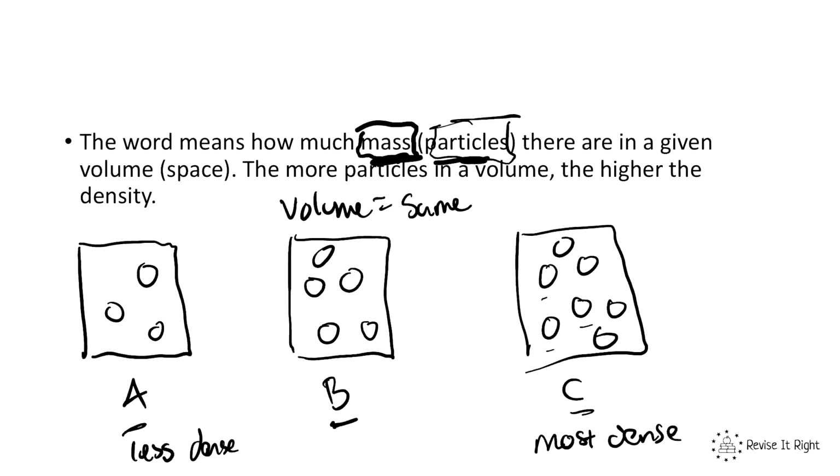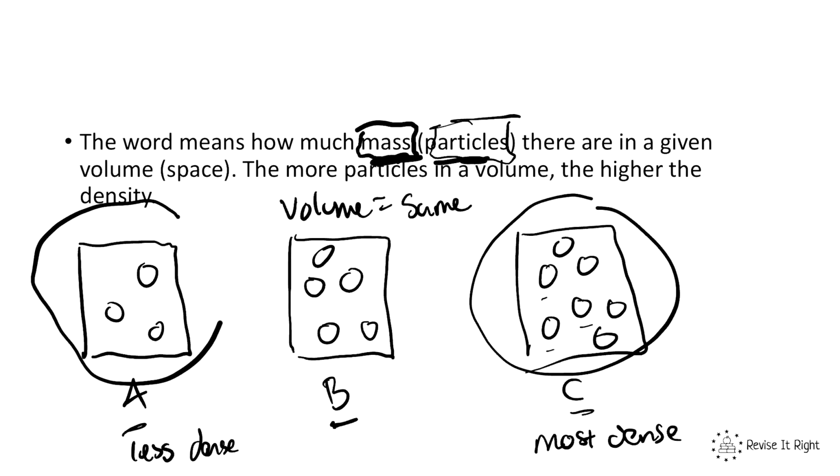So hopefully that's a nice visual representation of what we mean by this word density. The more particles in a volume, the higher the density. The less particles in a volume, the lower the density. The density of a substance is defined as its mass per unit volume. Objects float if they are less dense than water. This is because they weigh less than the same volume of water.